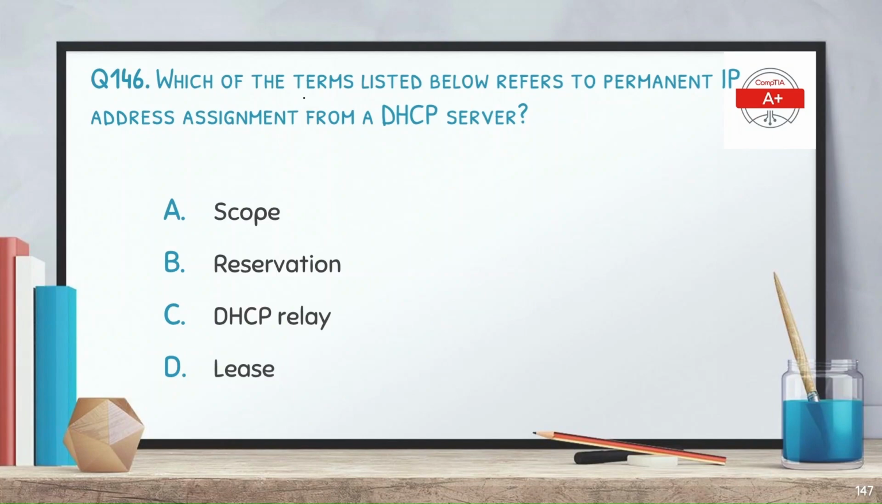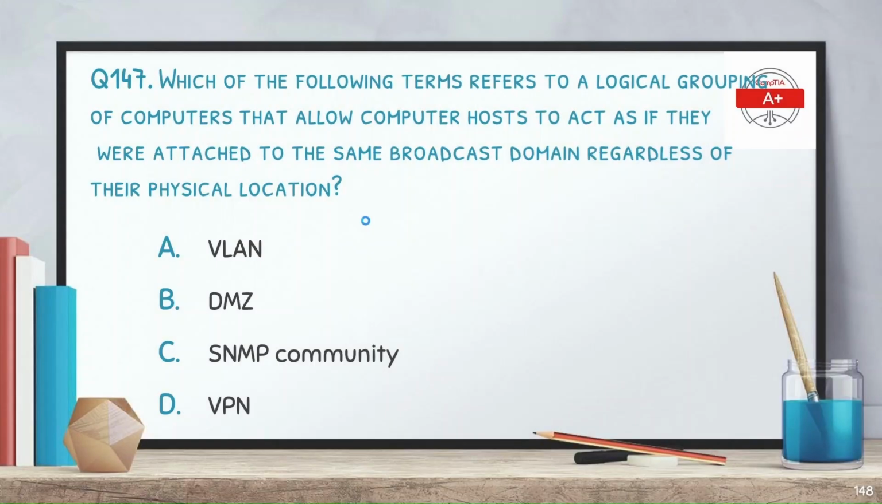Question number 146 is that which of the terms listed below refers to the permanent IP address assignment from a DHCP server? Options are again A, scope, B, reservation, C, DHCP relay, and D, lease. And the correct option is the reservation. So during reservation, an IP address is permanently assigned to a particular client.